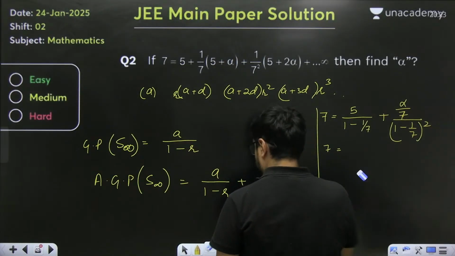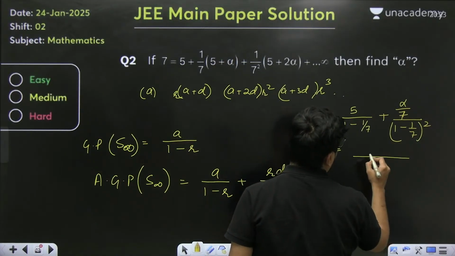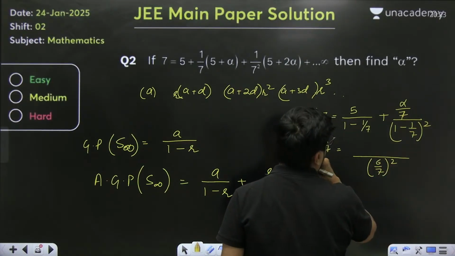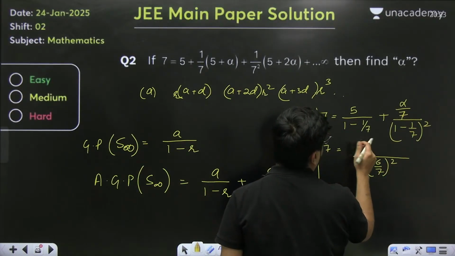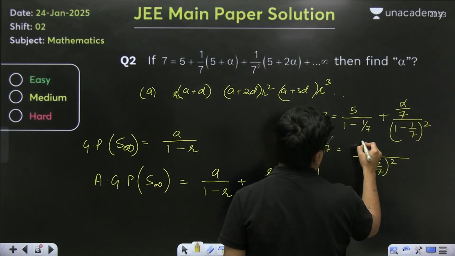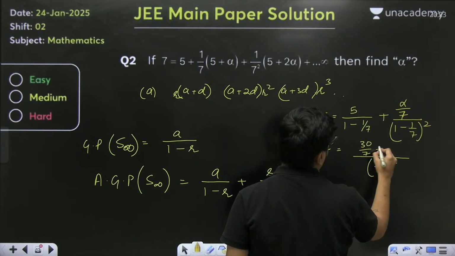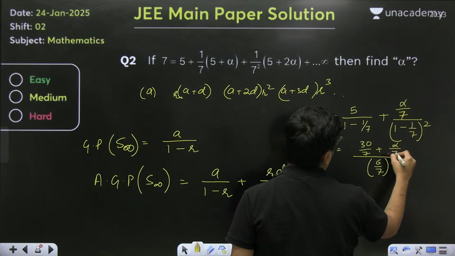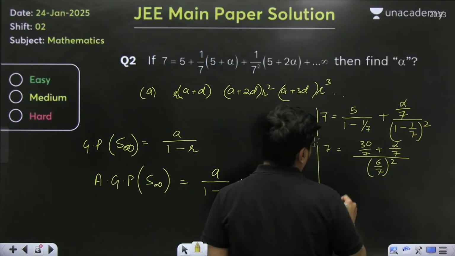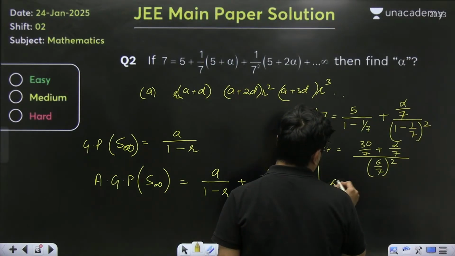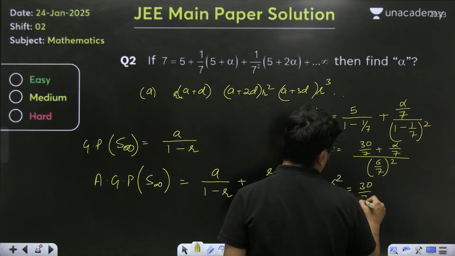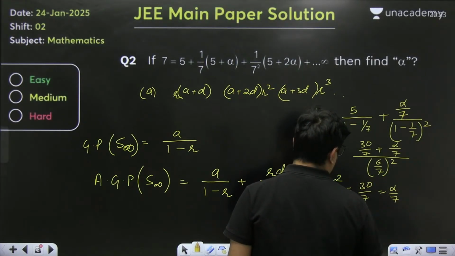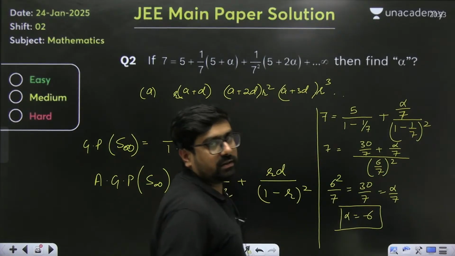All right, let's do this. So this will become 6 by 7 square and 6 by 7, so 30 by 7 plus alpha by 7. Now this will give you 6 square by 7, if it goes that side, equal to 30 by 7, plus alpha by 7. Alpha will be equal to 6. Alpha equal to 6 we are getting.